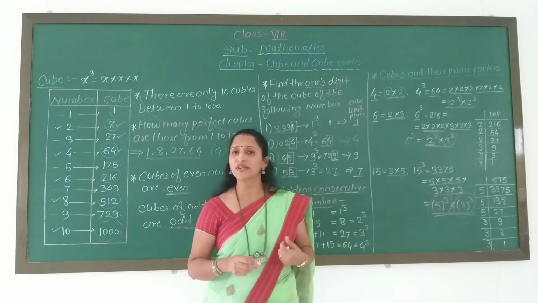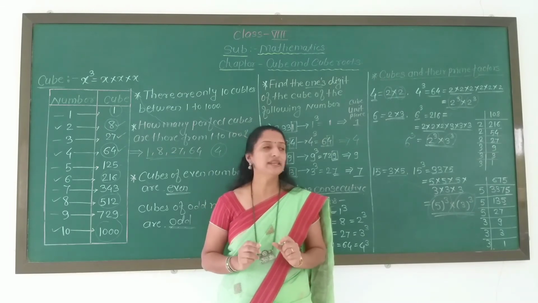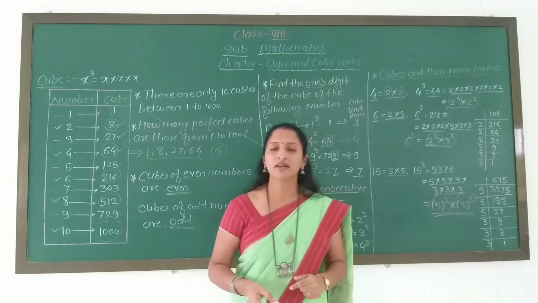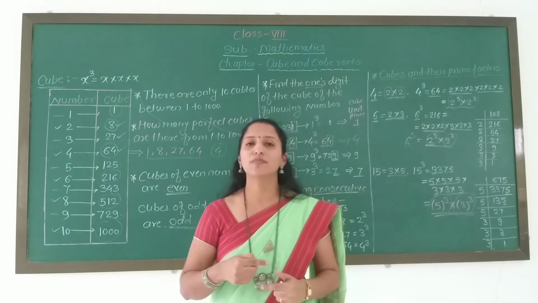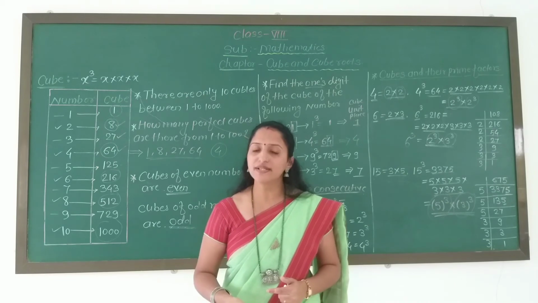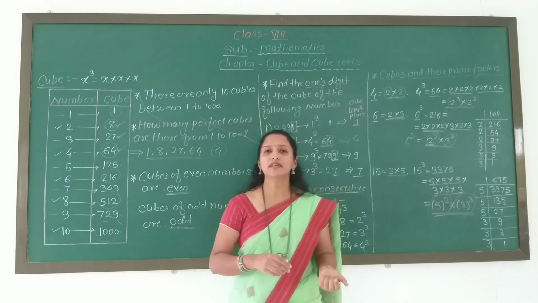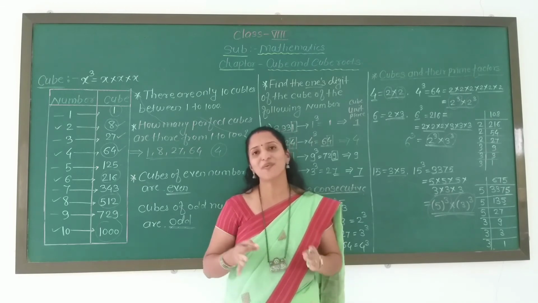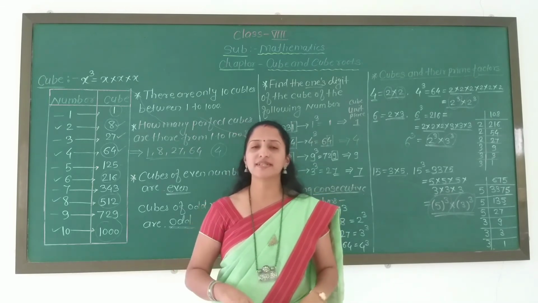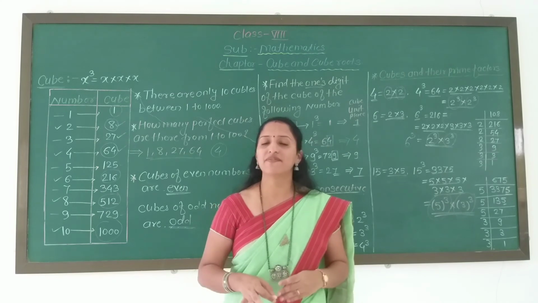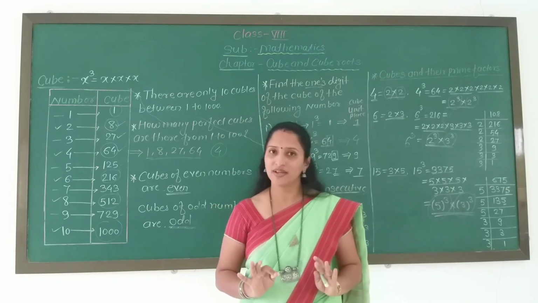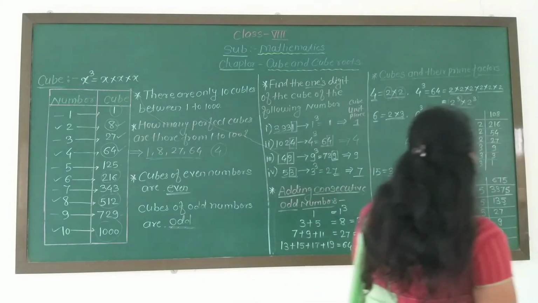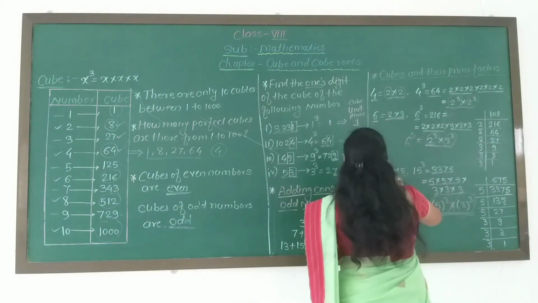Okay. So what is our observation? Note that each prime factor of a number appears 3 times in prime factorization of its cube. Each prime factor of a number appears 3 times in prime factorization of its cube. Understood? Yes. Now students, we are going to solve one more example here.